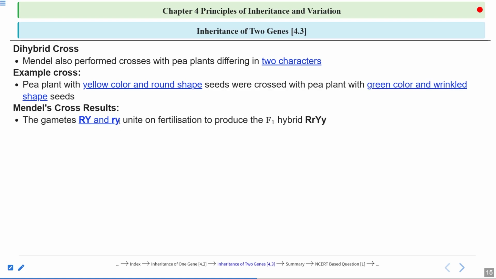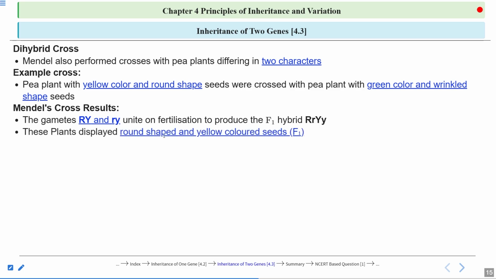Now you can make a Punnett square and then you can make all the possible genotypes. So in the F1, all the plants will have the genotype capital R, small r, capital Y, small y, and the phenotype will be round and yellow seeds because of the law of dominance.